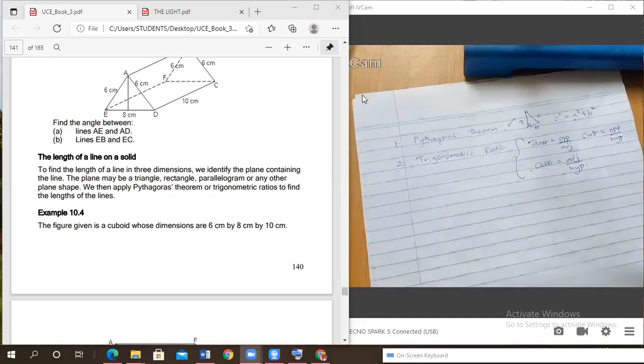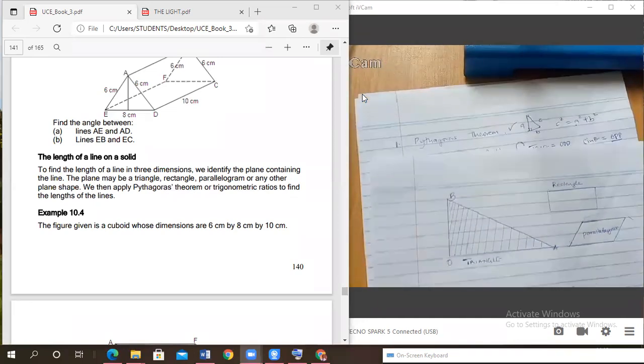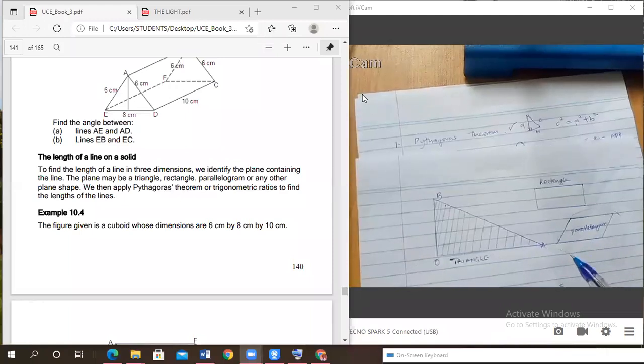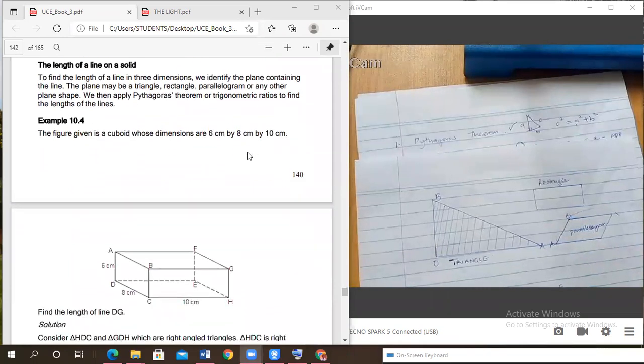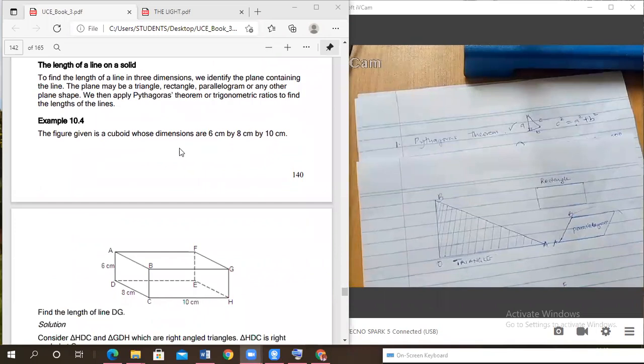Now these figures that we are seeing here are the planes on which the line is likely to be. So it may be on a rectangle or it may be on a parallelogram. For instance, it can be here, this is A and this is B and this is the line. So you have to know on which plane this line is. If the line is on the parallelogram, then you understand that the kind of plane you are dealing with is a parallelogram. So let us proceed to the example.